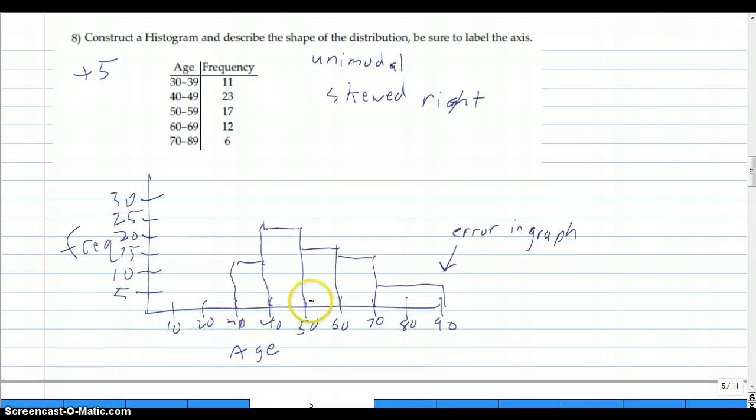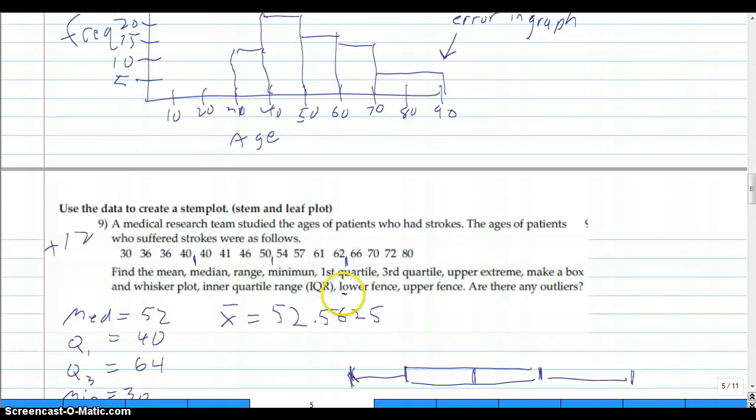Number 8, just a histogram here. Make sure you have the age on the horizontal, frequency on the vertical. And then you just make your bars, make sure there's no gaps between them. This is a little tricky right here. If you see that 70 to 89, this actually has a width of 20. So that actually was a really wide bar, which makes this kind of messed up. But I didn't mark it wrong if you didn't do that, I just wanted to make you aware. It's definitely unimodal and skewed to the right here.